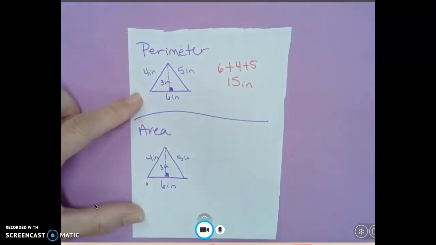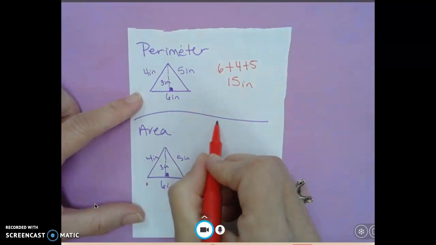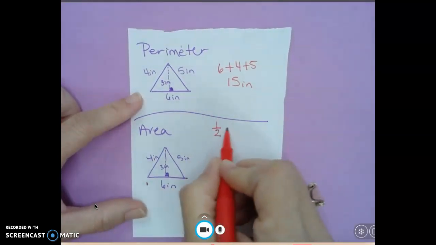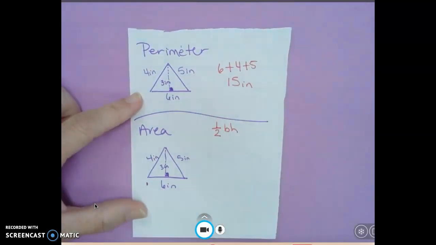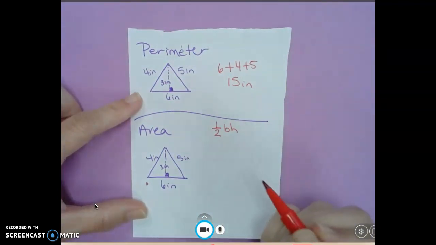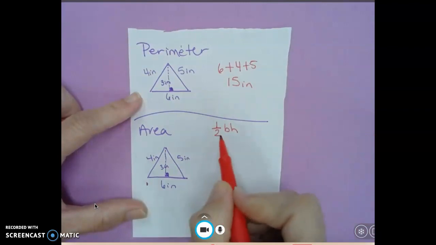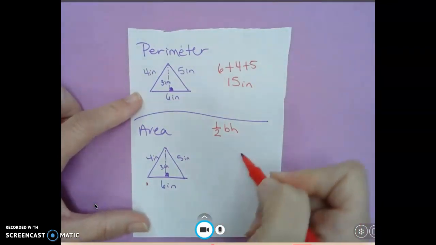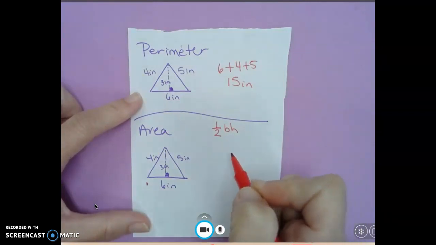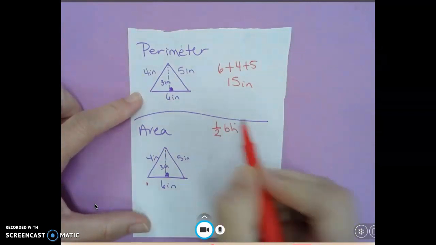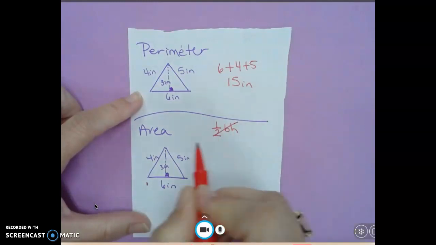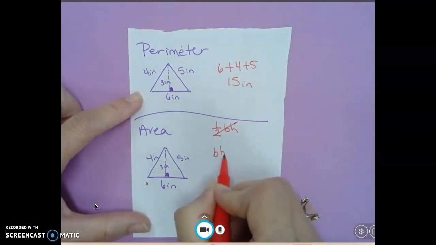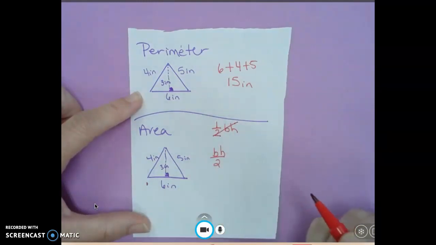Now for area, some people like to say 1/2 base times height. I don't use that formula because middle schoolers typically see that fraction and they're like, oh my gosh, a fraction, and they already start putting up barricades and roadblocks and focusing on that fraction. So if you want to use that, that's fine, but I typically do not use that. I use base times height divided by 2.